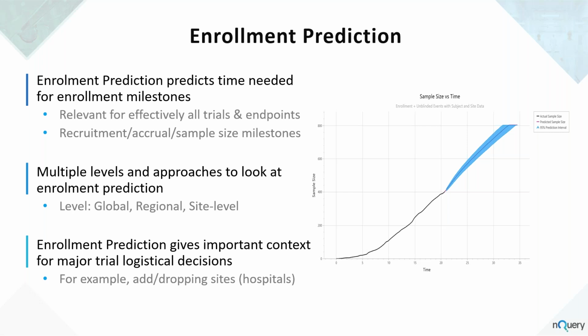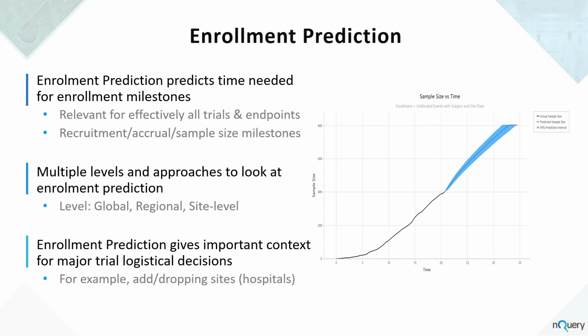Nearly every clinical trial will have some a priori target for how many people they want in their trial. And this is often referred to as a recruitment milestone or an accrual milestone or a sample size milestone, as well as being enrollment. So these are all interchangeable terms with each other. They're all describing the same thing.